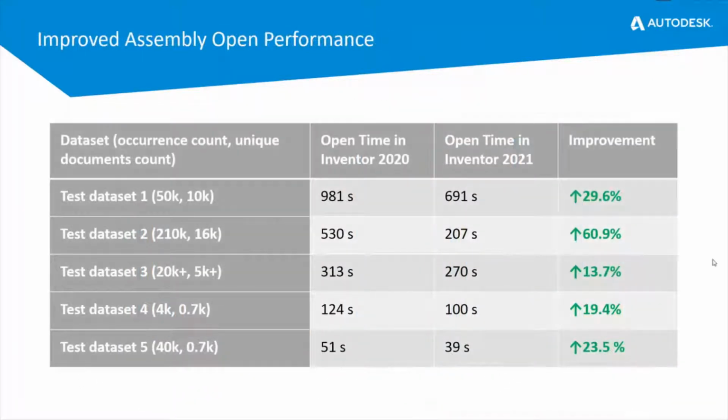If we look at the improved assembly open performance, we can see a chart with the data set, occurrence count, and unique document count, and a comparison between Inventor 2020 and Inventor 2021. And through the range, you can see the lower end at 13.7% improvement, right up to 60.9% improvement. So real improvement there with assembly open performance.